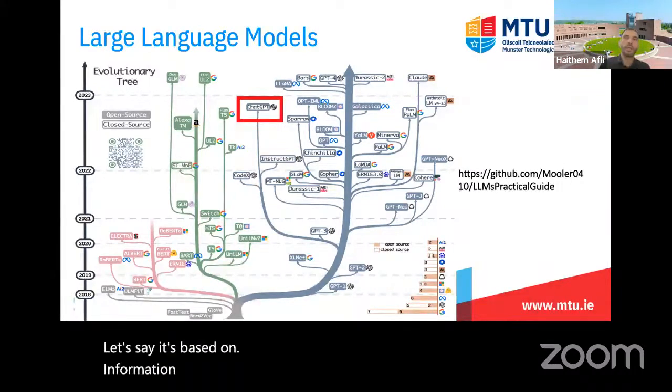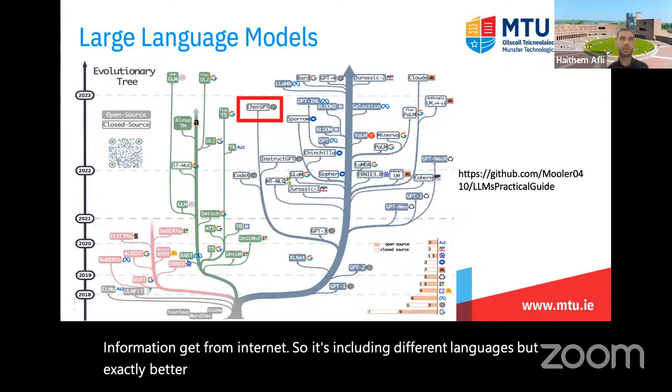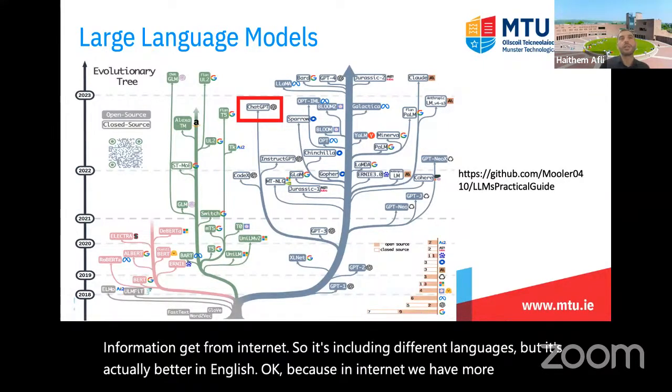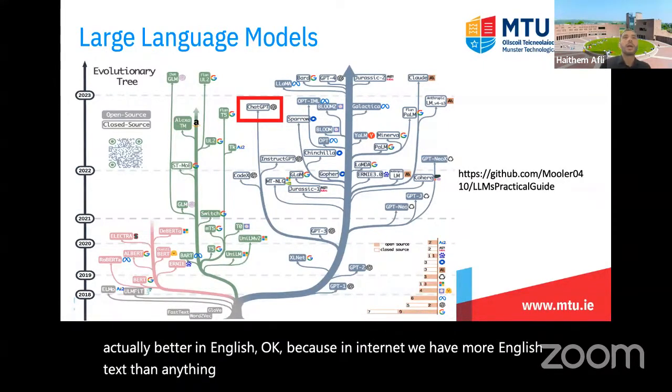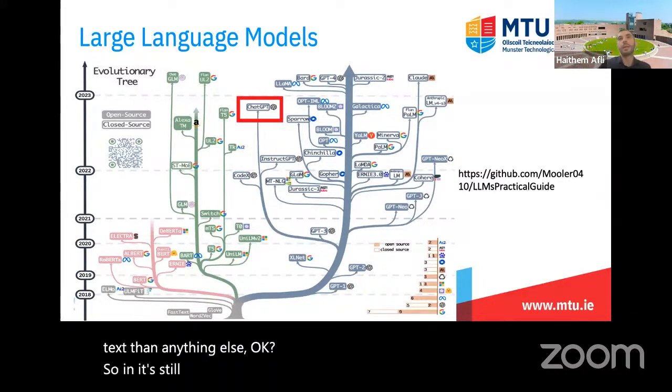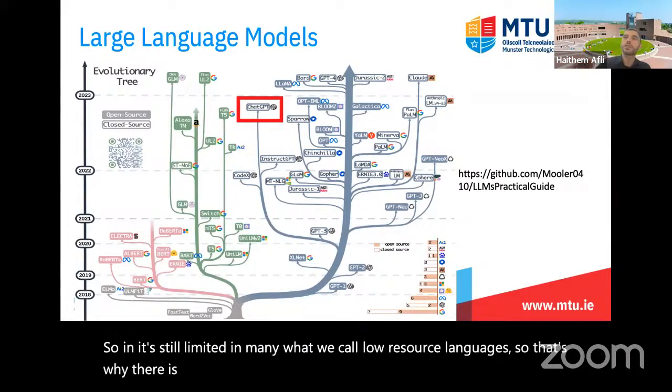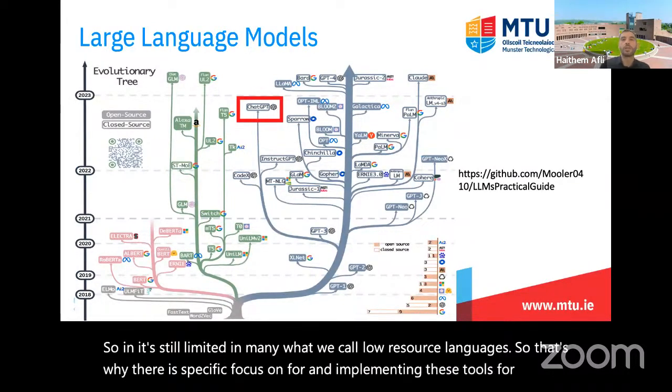Let's say ChatGPT is based on information from the internet, so it includes different languages, but it's better in English, because on the internet we have more English text than anything else. So it's still limited in many of what we call low-resourced languages. That's why there is a specific focus on implementing these tools for specific languages.